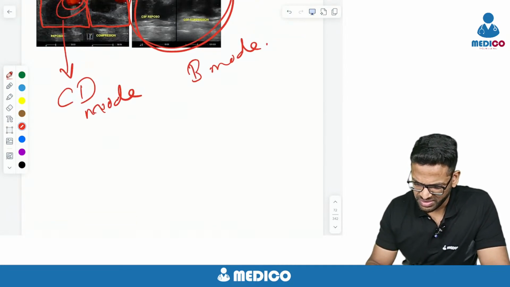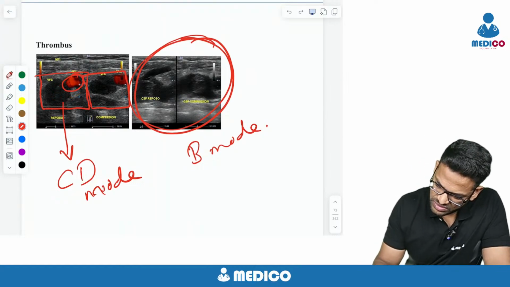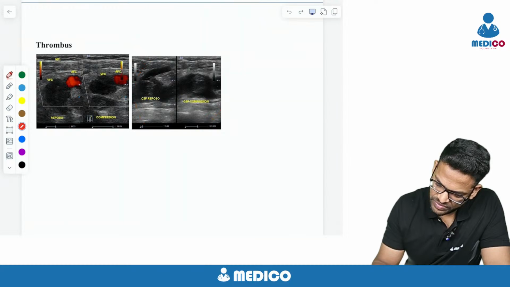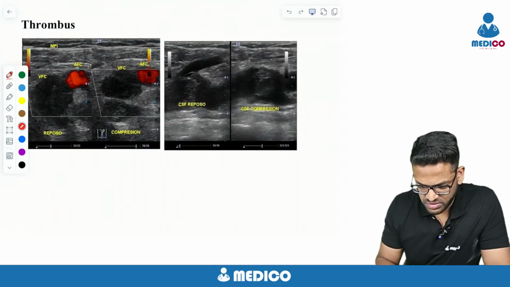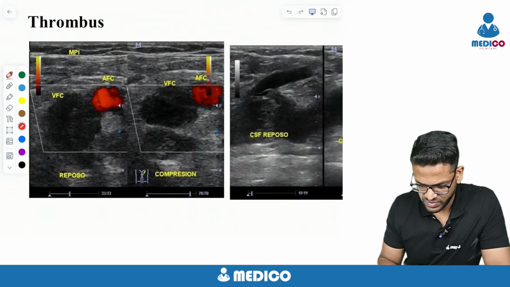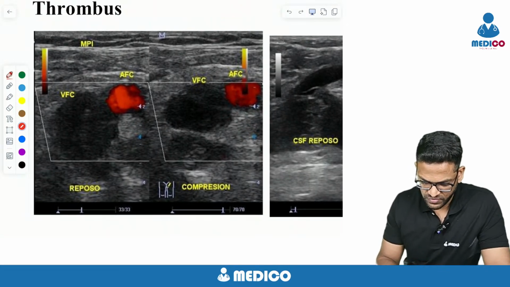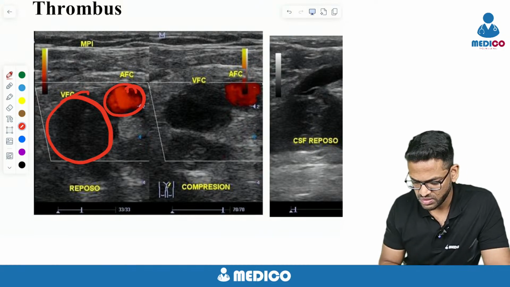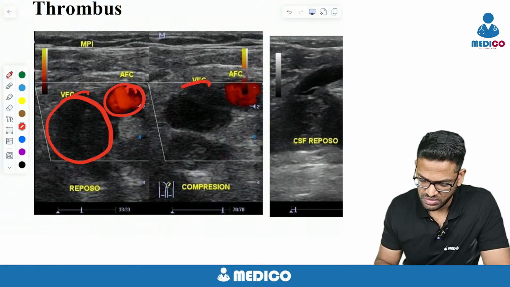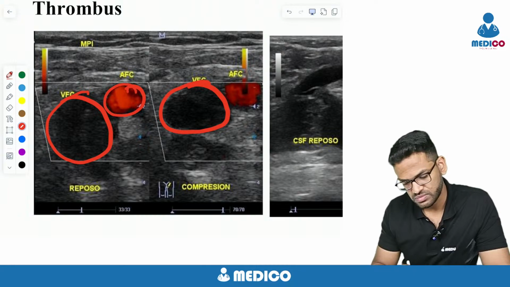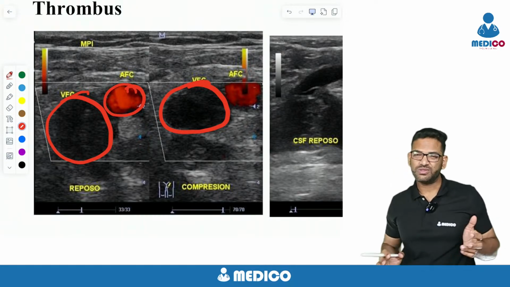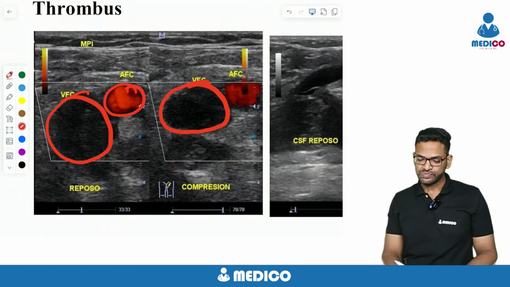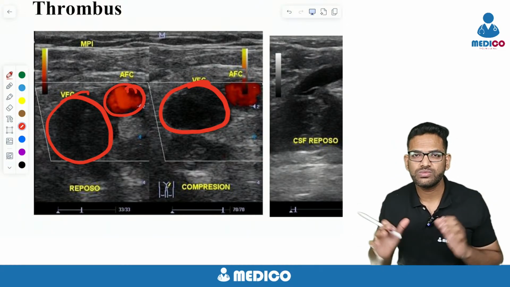Okay. So can you see the abnormality here? I'll just remove the annotations. Can you see the abnormality here? I'll just focus it for you. All right. There is flow in this vessel, but I'm not seeing any flow in this vessel. Even while compressing, this is not getting compressed so much, right? So this is how a thrombus will look. This is a thrombus, it's a deep vein thrombus.